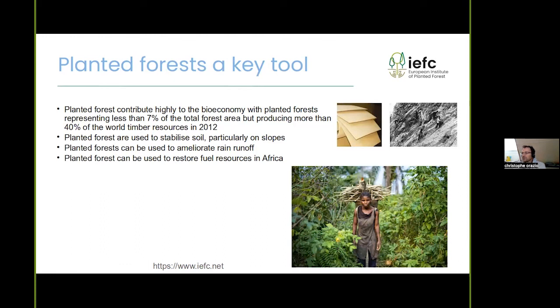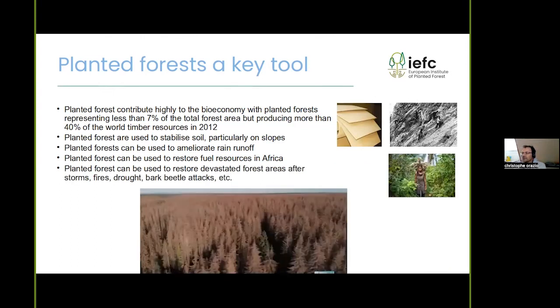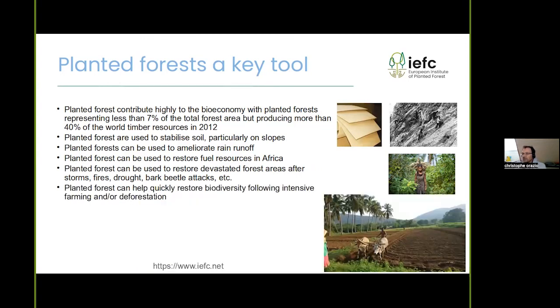Planted forests can also be used to restore fuel resources in Africa, and not only fuel, as we have seen this morning, we will also need timber for construction. Planted forests can be used to restore devastated forest areas after storms, fires, drought. The main issue at the moment in Europe is bark beetle attacks, as you can see here in Germany.